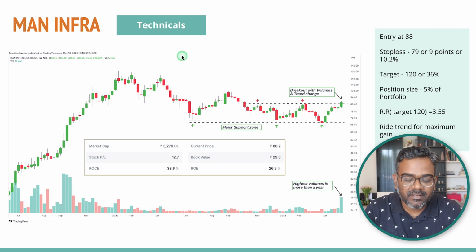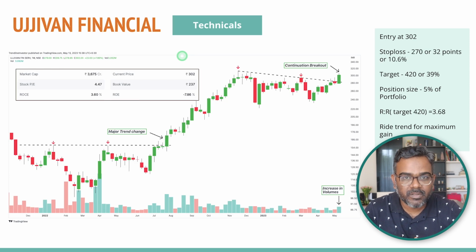Which is around 36% returns from the current market price. Okay, so that's the second stock for today. The third stock, which is also showing a trend change, is Ujjivan Financial.